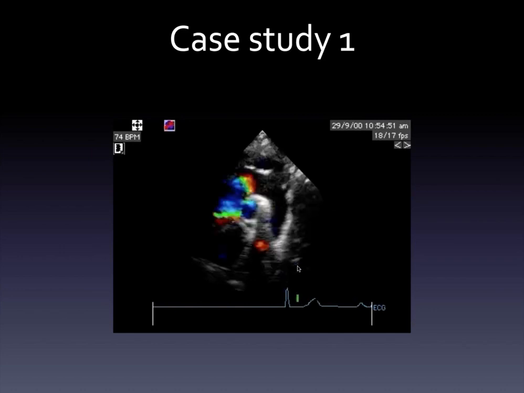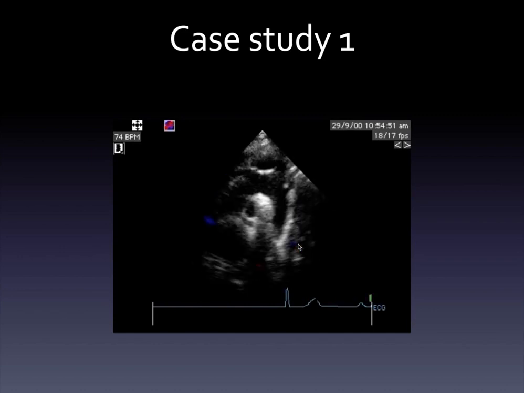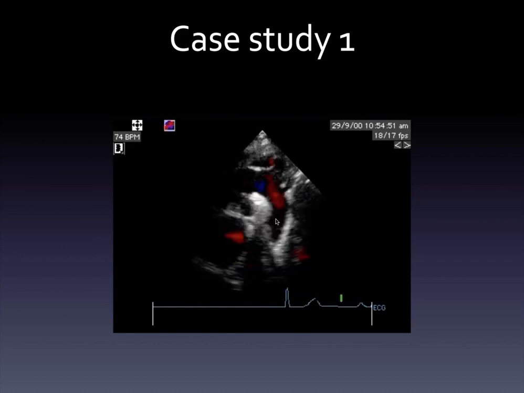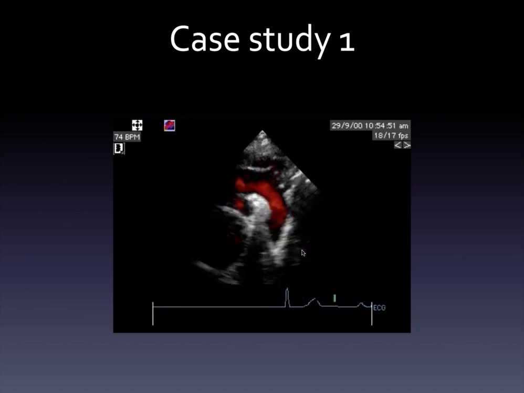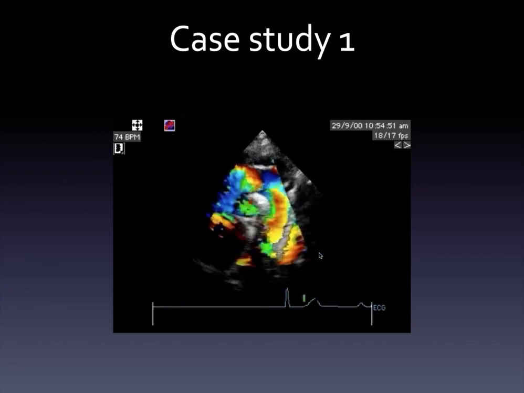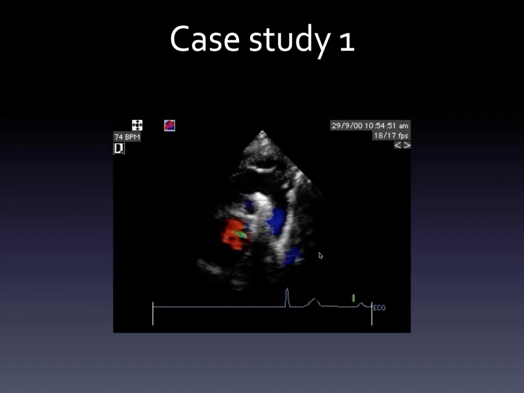But this one is actually what we commonly call the double aorta artifact. You can see that during systole, it has the color, and then during systole, it has the color again. So it's like blinking at the same time. So this is actually a reflection artifact, which I'll show you in a second.